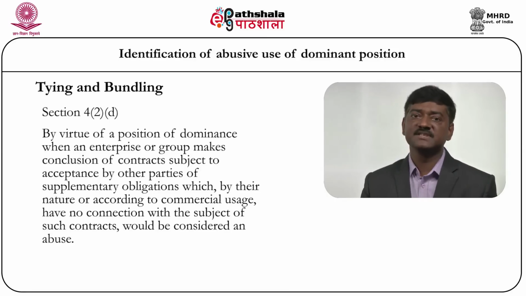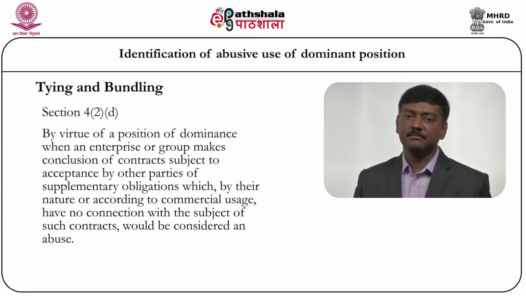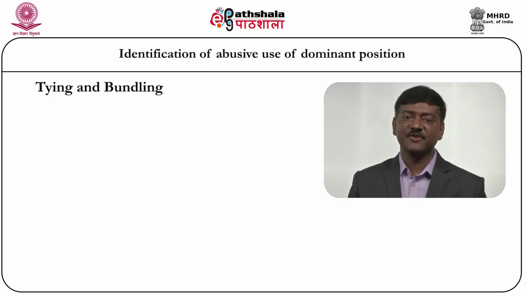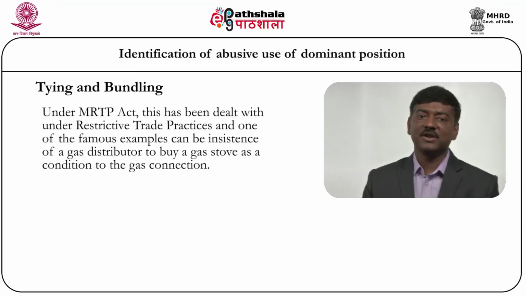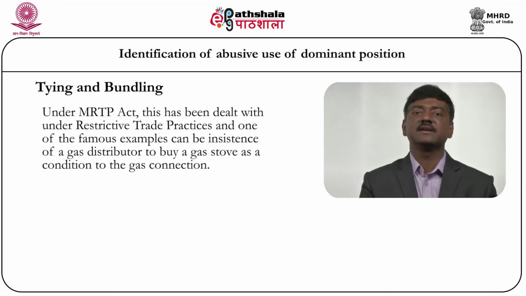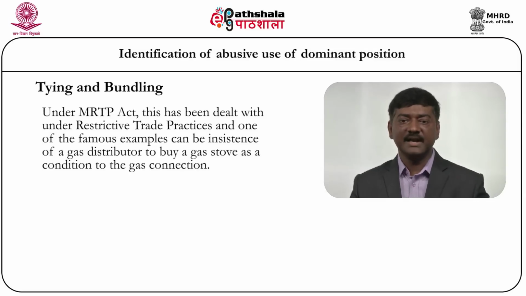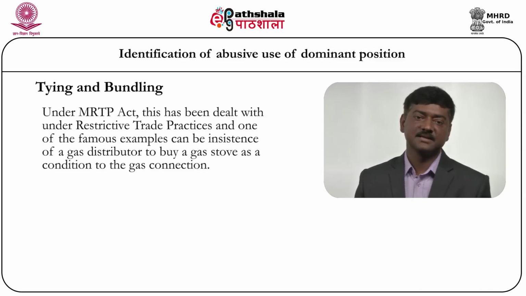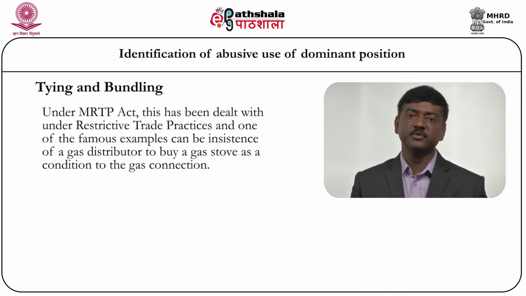So basically what happens in this case is, it is kind of a leveraging only, but not specifically leveraging. So here, the tying in is required, and there is a famous case under MRTP, a restrictive trade practice. One of the famous examples can be of a gas distributor. You go to a gas distributor, he would say that to get the gas connection you have to take the gas stove compulsorily. This was treated as a restrictive trade practice. But later on this restrictive trade practice has been removed under the MRTP Act, because in our law now we have abuse of dominant position.